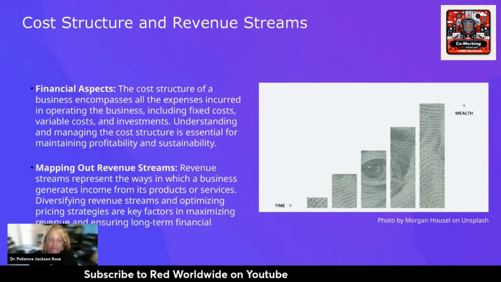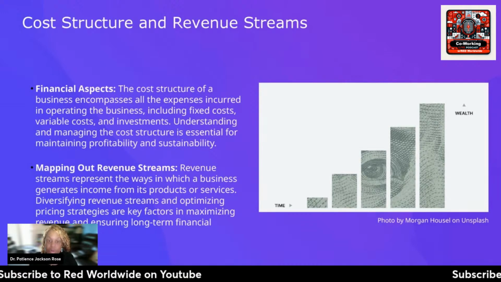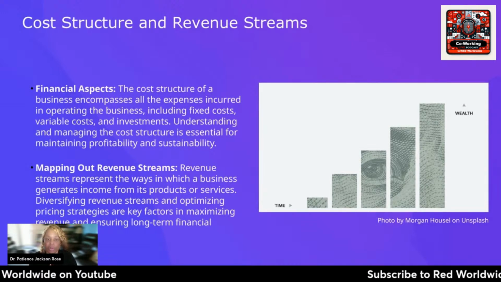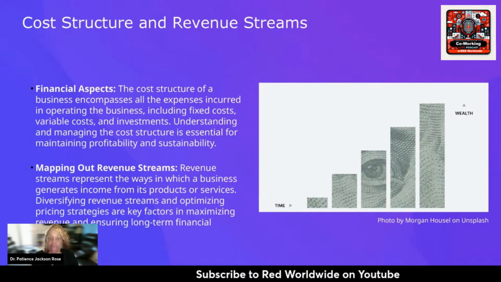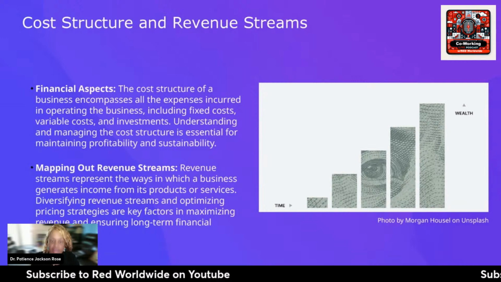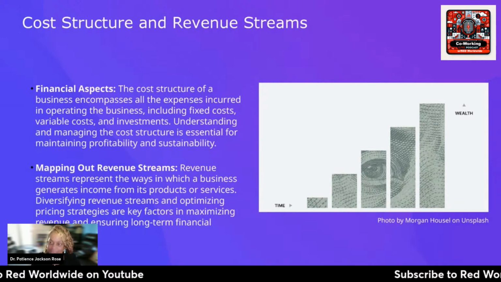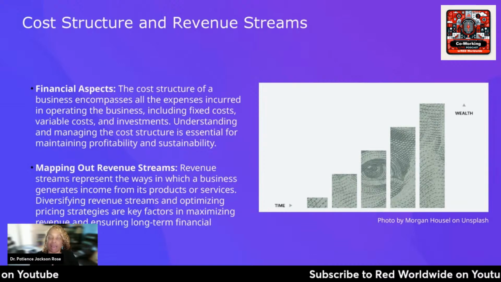So you have to be able to understand the cost structure. You need to understand that it's going to have all of your expenses incurred in operating your business, including your fixed costs and variable costs. So what's a fixed cost? A fixed cost, of course, is fixed. It does not change. It's the same every month, like rent.